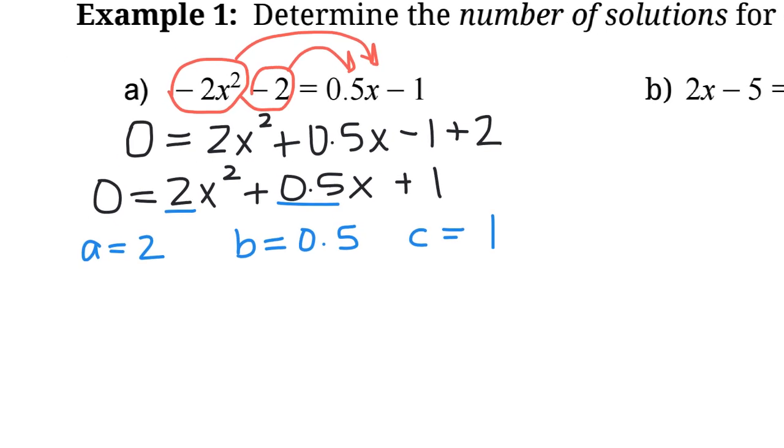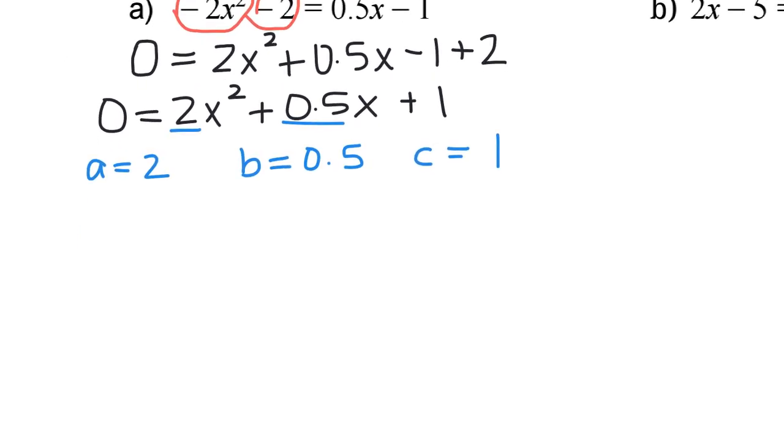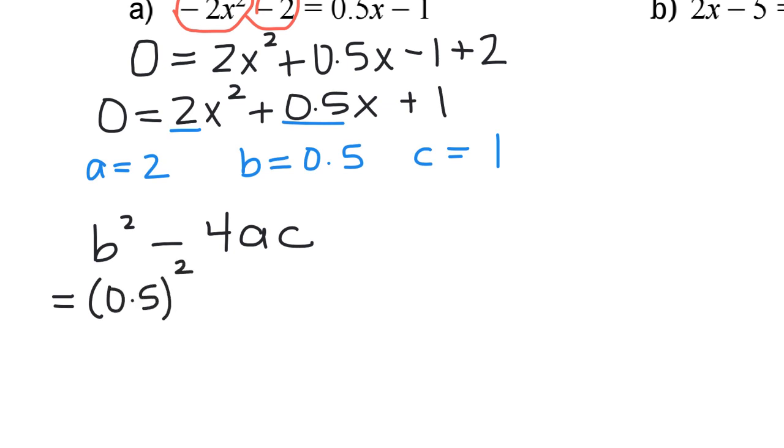Once you have those numbers, you can then plug them into the discriminant. So the formula for your discriminant is b squared minus 4ac. It's just the portion that was underneath the square root from your quadratic formula. So I'm going to plug in all of my numbers. So my b value was 0.5 squared minus 4 multiplied by my a value, which was 2, multiplied by my c value, which was 1.